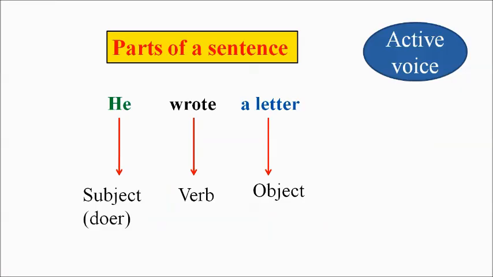Do you know the parts of a sentence? Subject, verb and object? I think you know. Look at this sentence. He wrote a letter. He is the subject or doer, the person who is doing the action. Wrote is the verb, a letter is the object. This is an active voice sentence in the simple past tense.